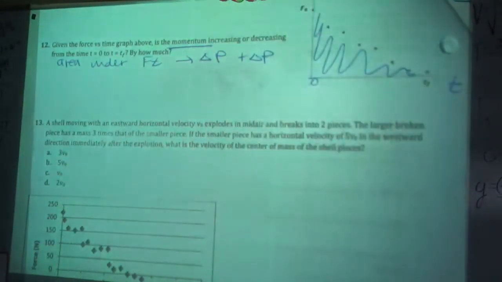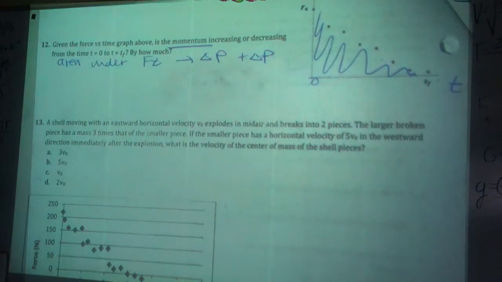Well, on a force versus time graph, the area under the F-t graph gives me the change in momentum. If we look at this, I have a positive change in momentum. If you have a positive change in momentum, then what's happening to the momentum? It's increasing. Otherwise, you would be losing, and it would be negative. So it has to be increasing because you have a positive change in momentum.